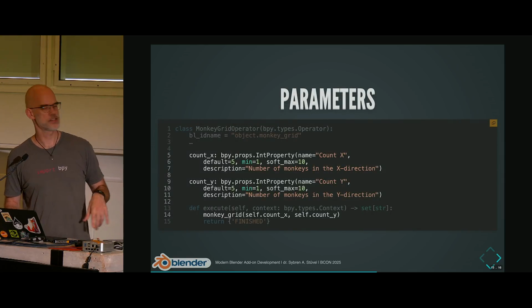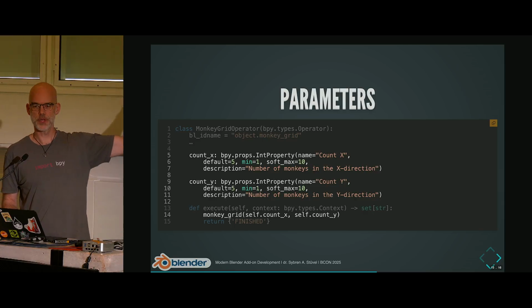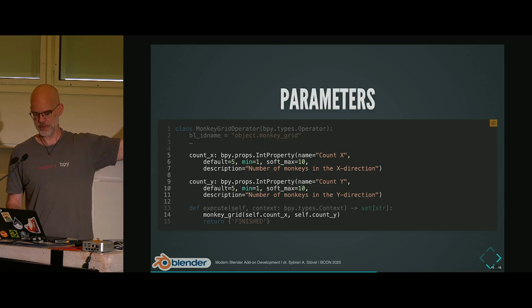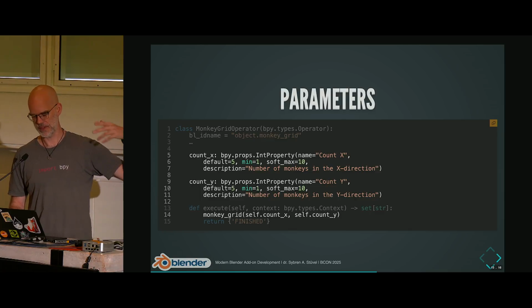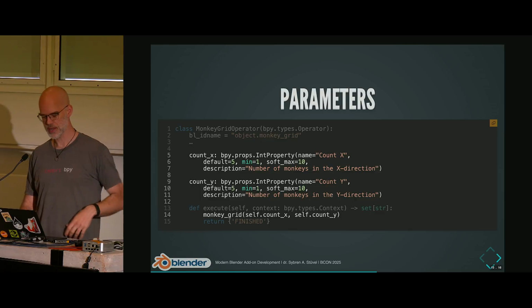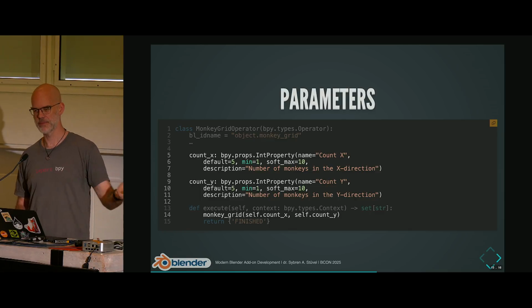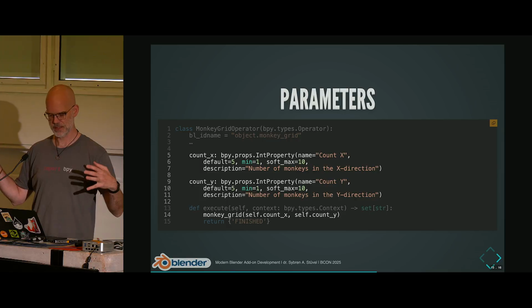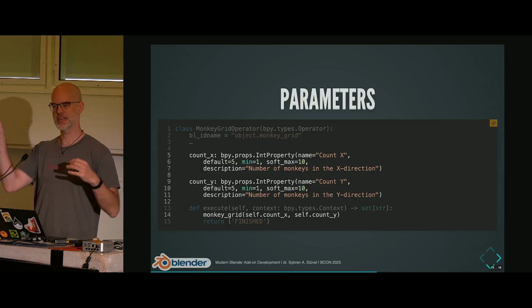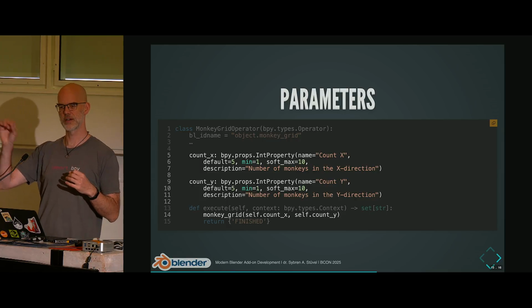Moving on, because we've got a lot of stuff to cover. You can parameterize your operators. That works with bpy.props.someProperty. And there you can say, well, this is the count X or the count Y, and this is a default value. You can set the minimum and maximum. That's the hard limits. You can set the soft min and soft max. That's what you get with the slider, how far you can go.